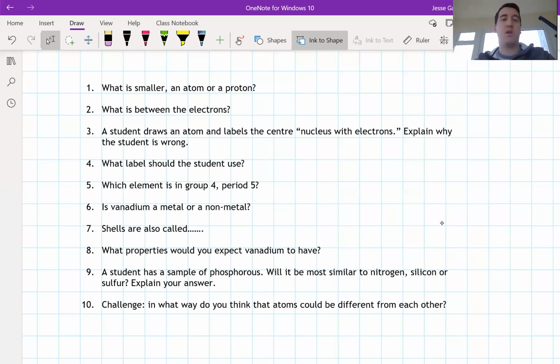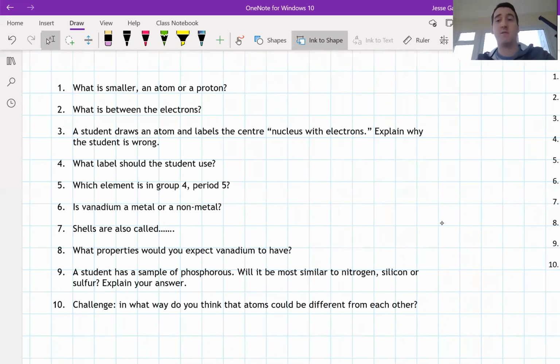Well, first of all, which is smaller, an atom or a proton? A proton is inside the atom, so the proton has to be smaller. Protons are smaller. What is in between the electrons? Empty space. Hopefully that's what you said. Well done if you got that right. And just a quick reminder here that you should actually be physically correcting these or fixing them. A student draws an atom and labels the center nucleus with electrons. Explain why the student's wrong. The student's wrong because there are no electrons in the nucleus. So the nucleus does not have any electrons, so you should have that. What label should the student use? The student should say nucleus with protons and neutrons. So great if you spotted that, good stuff.